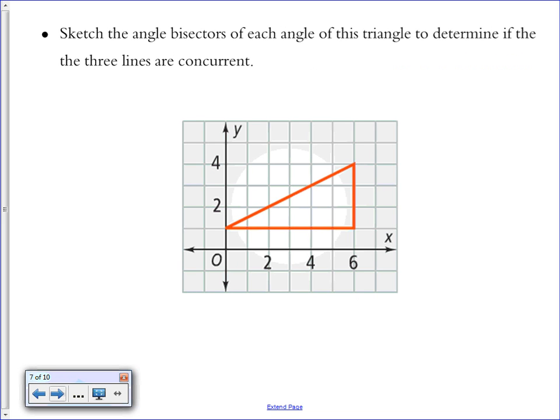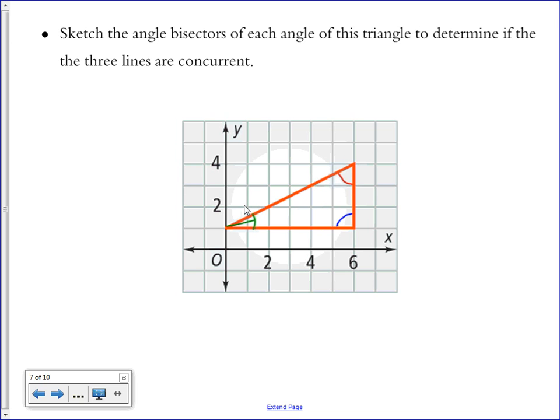We're going to put some of the concepts together that we just talked about by sketching the angle bisectors of each angle in this triangle, and we're going to determine if those three lines that we make are concurrent with each other. So I have three angles here: the green angle, the blue angle, and the red angle. And I'm going to split each of those angles in half with a bisector. I'm going to start by just doing a little starter segment, and then we'll connect them and extend them after we've started it.